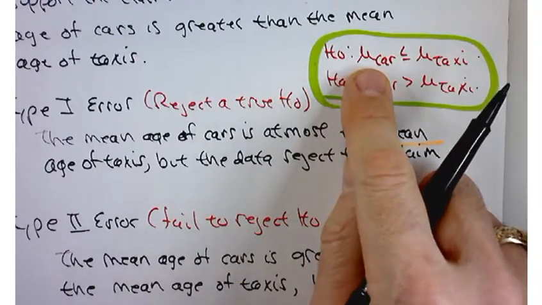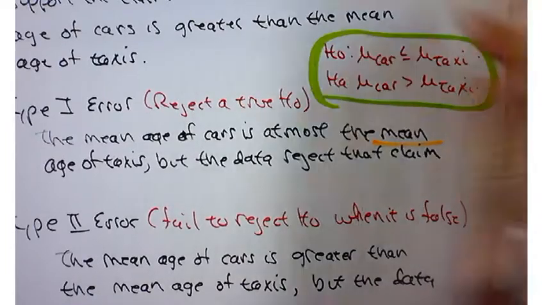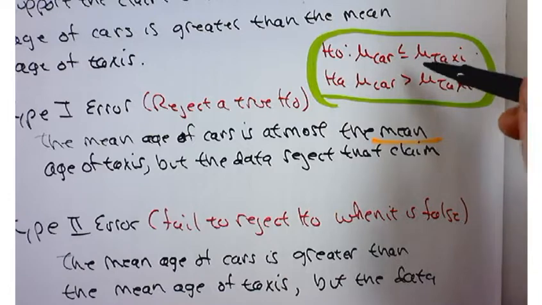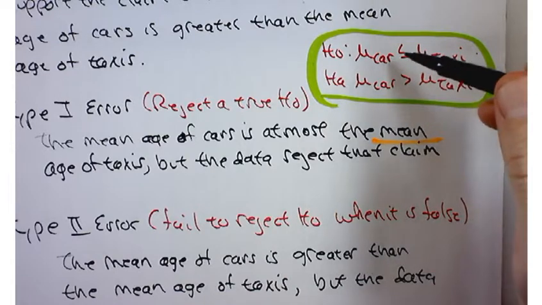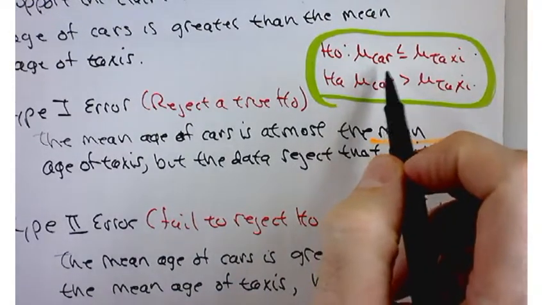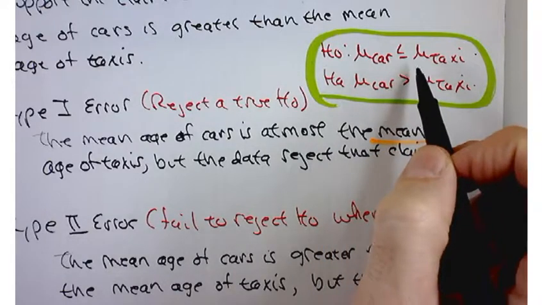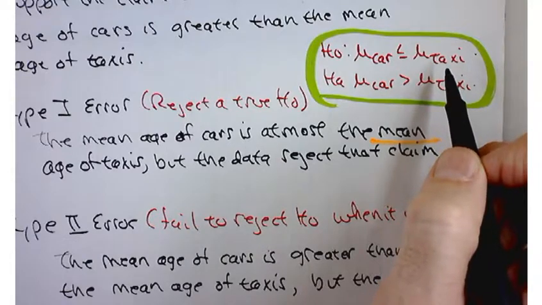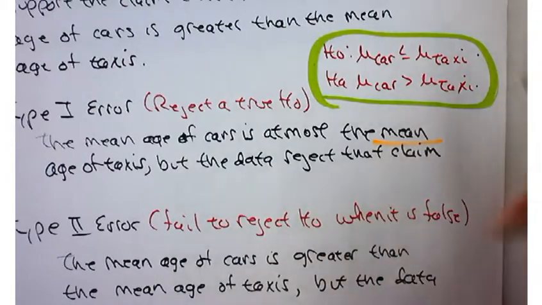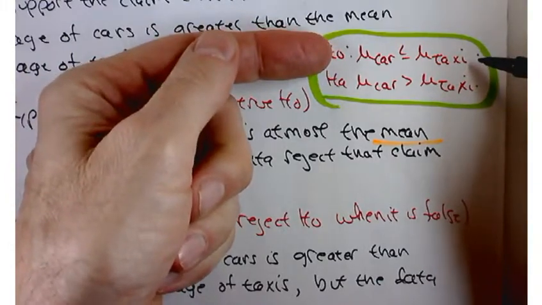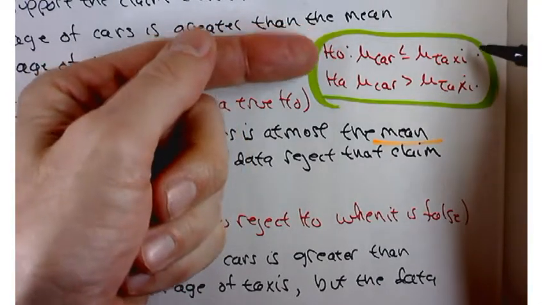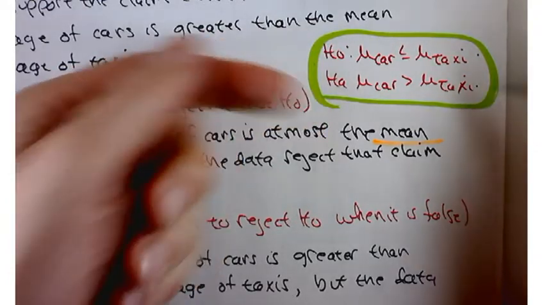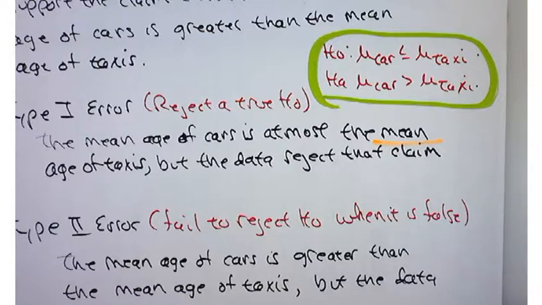So a different way to say it, if you just wanted to keep with the perspective of H naught, would be the data fail to reject that the mean age of cars is less than or equal to the mean age of taxis, even though that claim is false. Yeah, that's perfectly fine. Because what you're saying is that this is false, but we failed to reject it. That means we concluded that this was true, even though it was false. So that's a different way to say it. And again, that's perfectly acceptable.